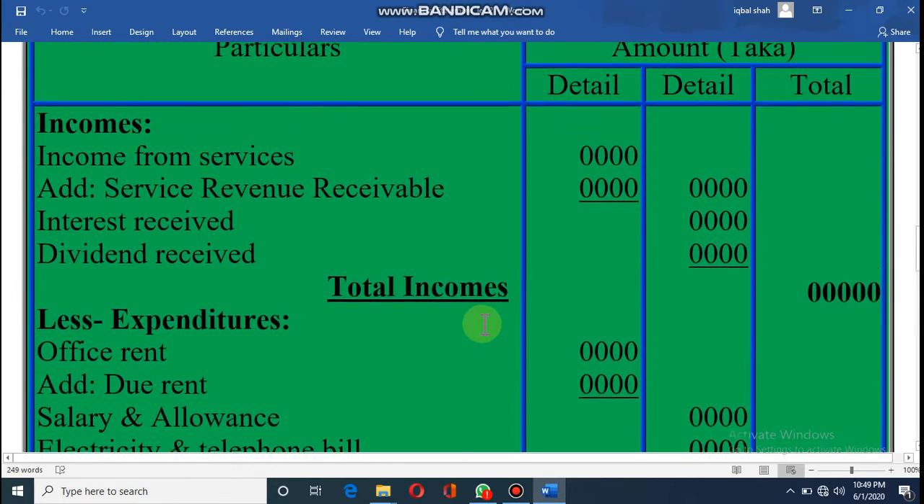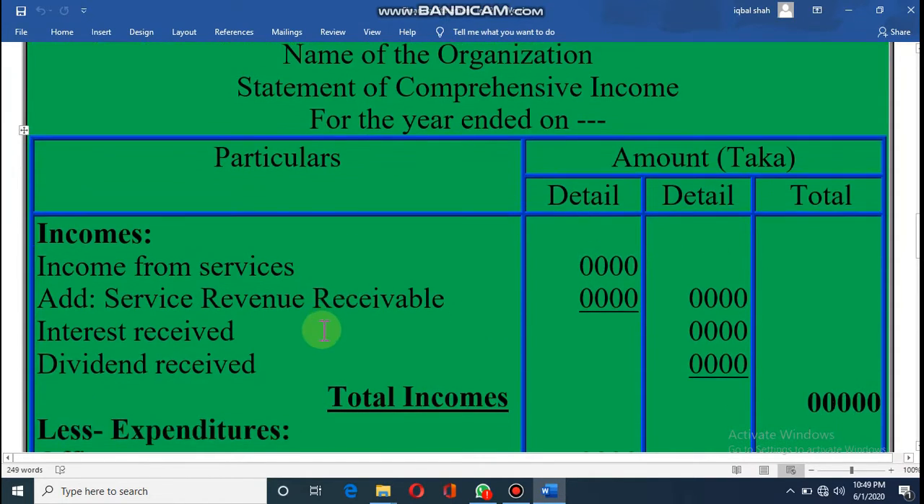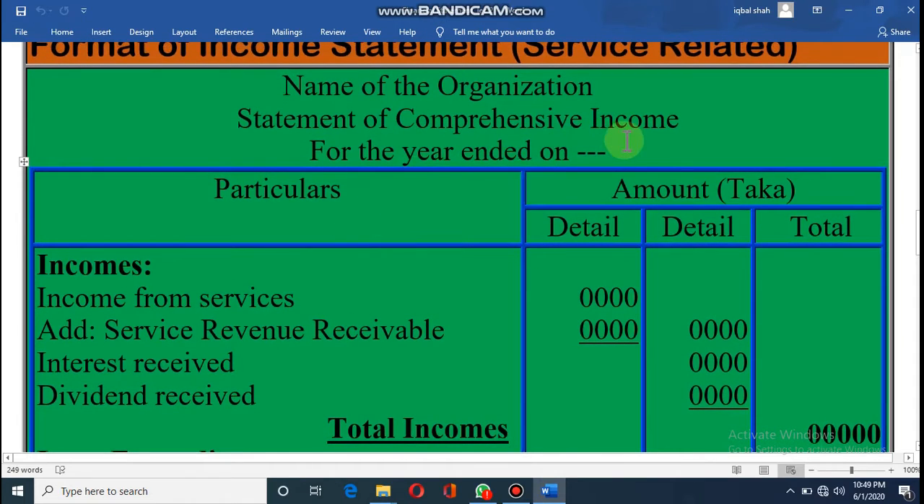Dear student, look at some example income. Look at the format. At first you will write particular, amount, detail, and total taka. That means in these two columns we will do working only. If there is any calculation, any addition or subtraction, we will do it here, and here we will write the final amount. Dear student, it is a comprehensive income statement.